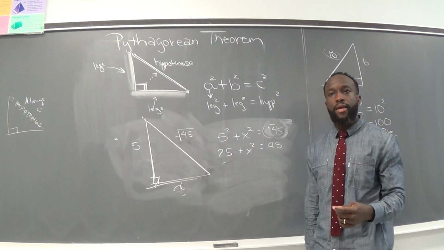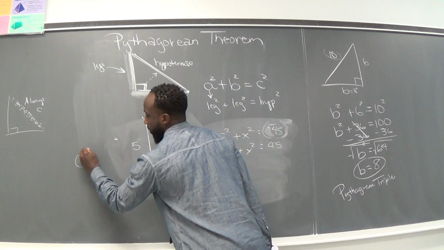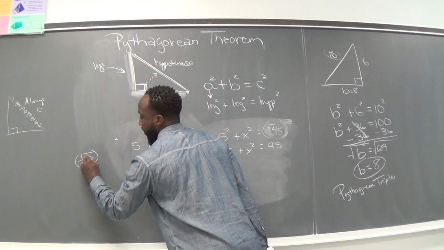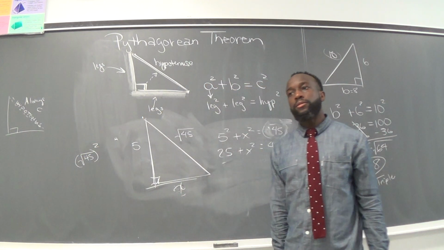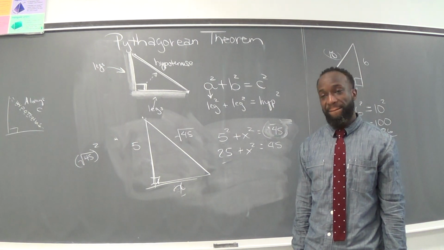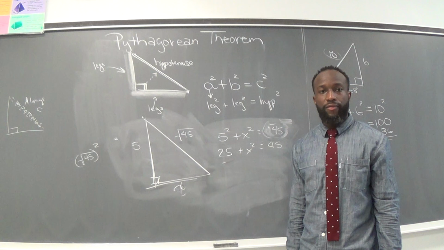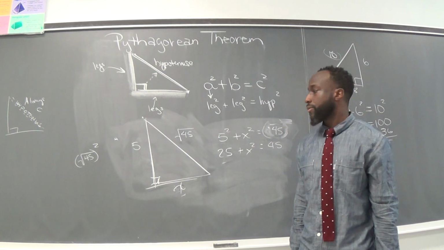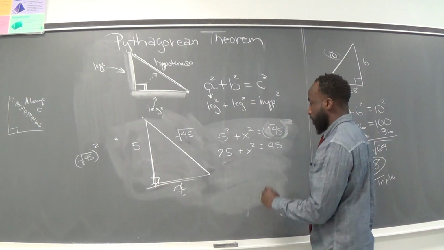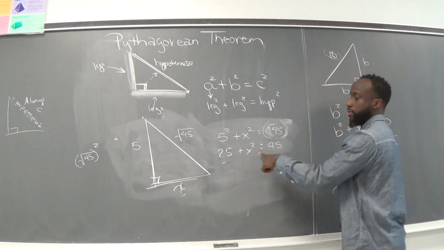And if you want to check that, put this in your calculator. You'll put square root of 45 here, and then you put squared. And tell me what you get. Yeah, 45. All right. So now we got 25 plus x squared equals 45.